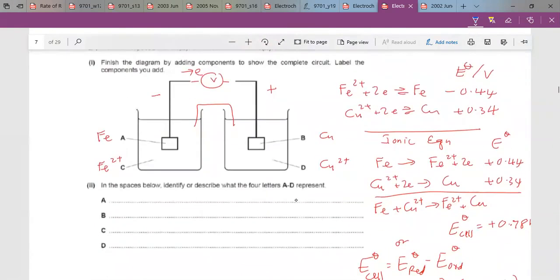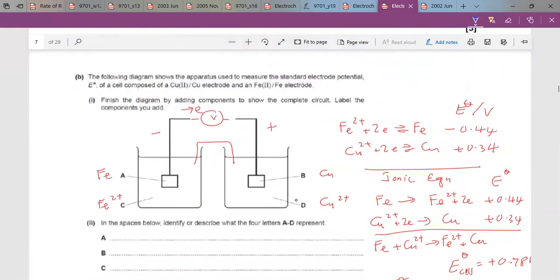So I did all this for you already. I've got about 15 more minutes to rush all these things. The diagram shows the apparatus used to measure the standard potential of a cell composed of copper 2 and copper and iron 2 and iron. See, they trick you. Normally it's iron 2 and iron 3, so they change it a bit. Never mind. You better read the question carefully.